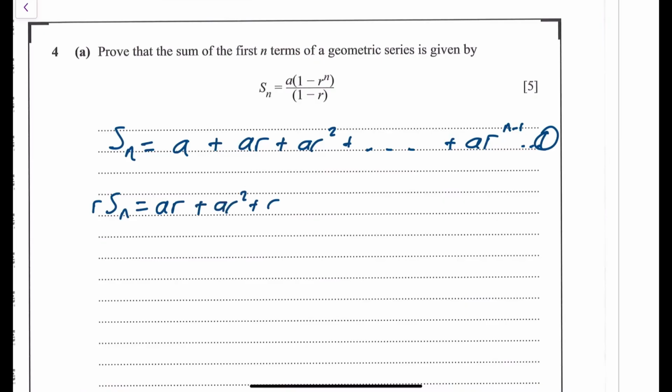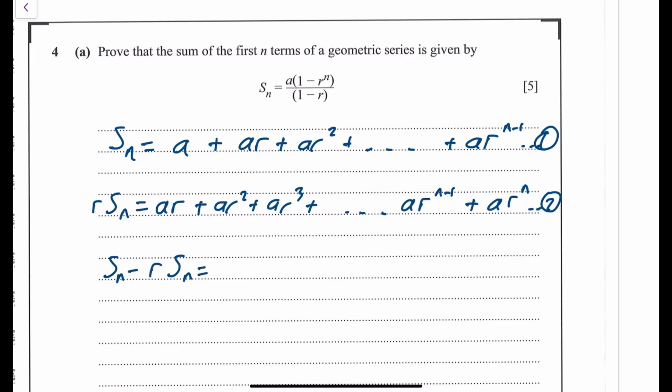If you then multiply that by r, so r times s of n is ar plus ar squared plus ar cubed plus, and all the way along, you're going to have an ar to the n minus 1, but then your last term is going to be ar to the power of n, and that's your equation 2. Now, if we just do your s of n line minus your r s of n, what happens?